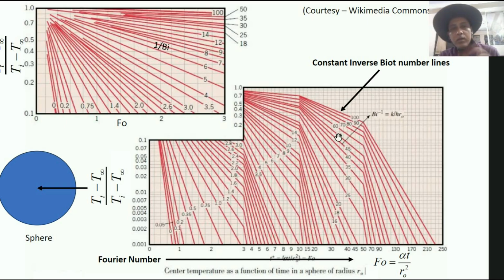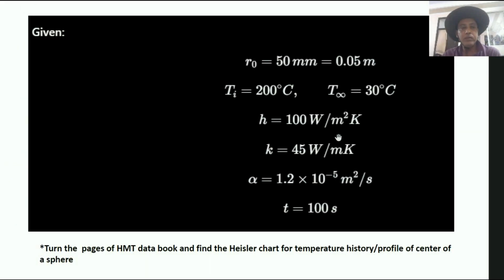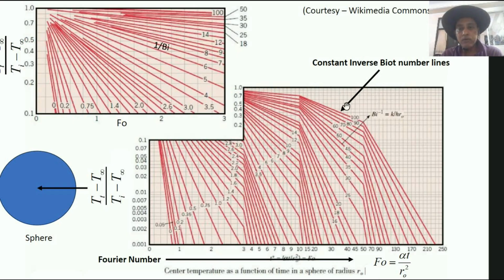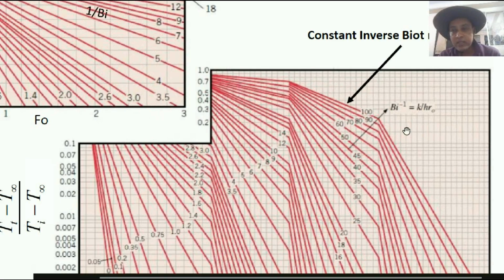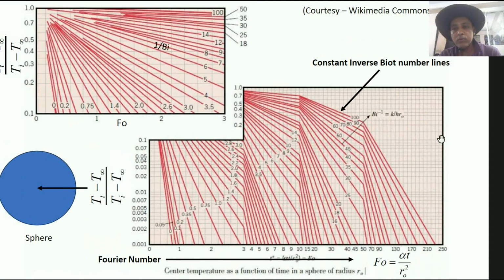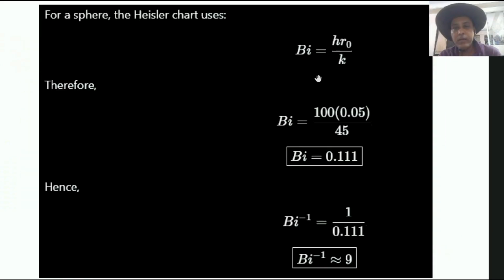Now how to solve the question? The given data is this. First of all, find the inverse Biot number. What is the inverse Biot number? The formula is given over here: K by h r naught. You can either find h r naught upon K and take the inverse of that. So the Biot number is h r naught by K.